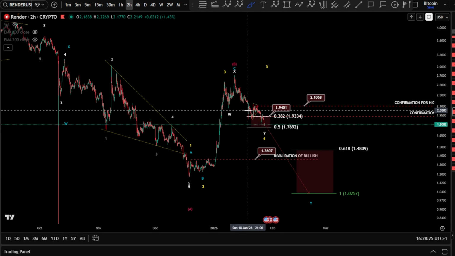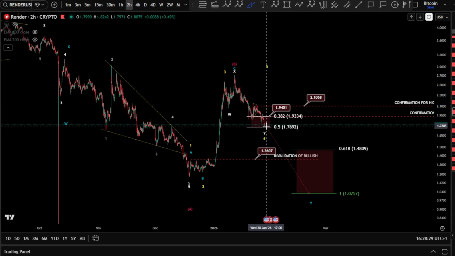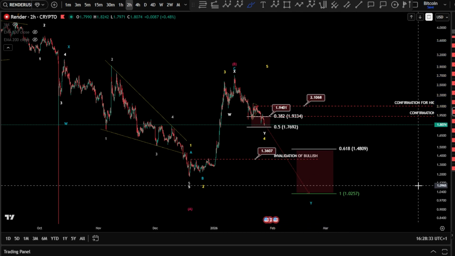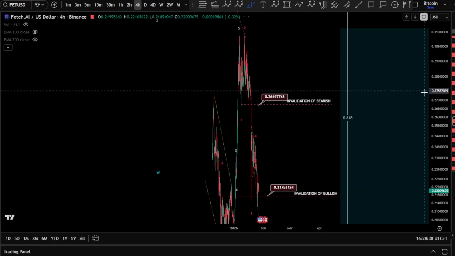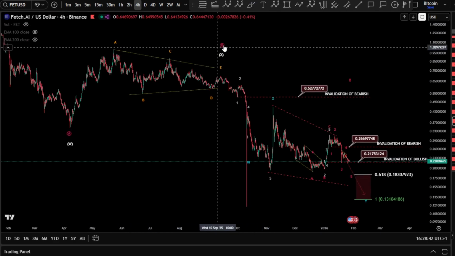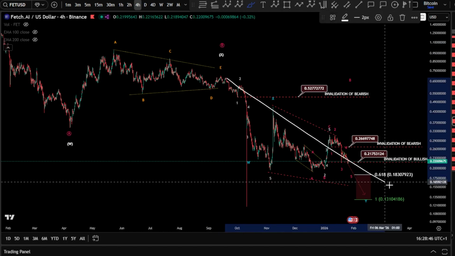Or I would say the wave here is very, very close to being done and finished somehow, and then pushing for higher. We'll see how this is going to unfold. Now, if we move to FET on the 4 hours chart as well, of course, after our triangle here as a wave B or wave X, we are looking to finish this final structure.